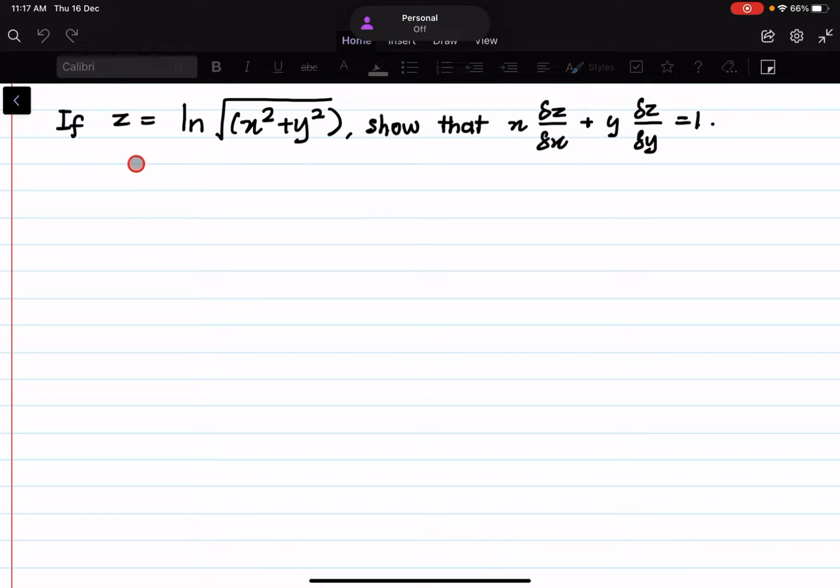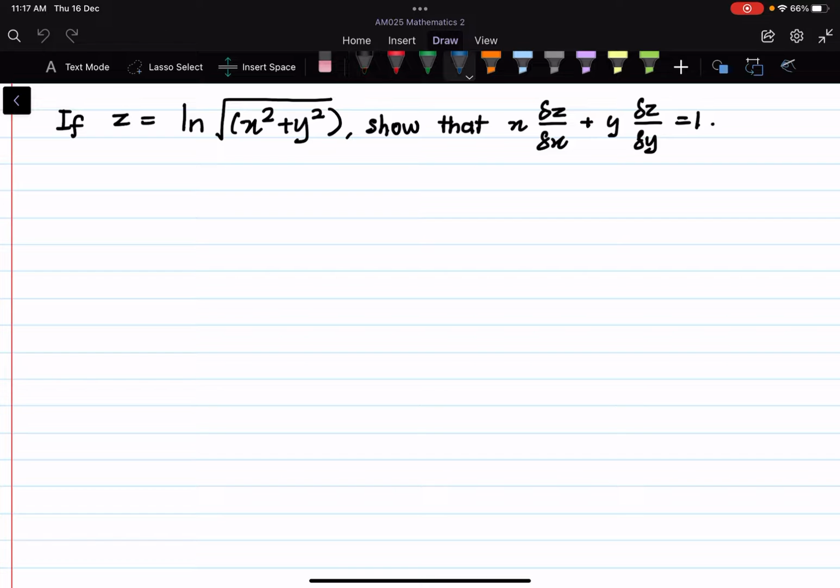If z equals ln square root of x squared plus y squared, show that x ∂z/∂x plus y ∂z/∂y equals 1. So just before we start differentiation, let us use the law of log for this question.